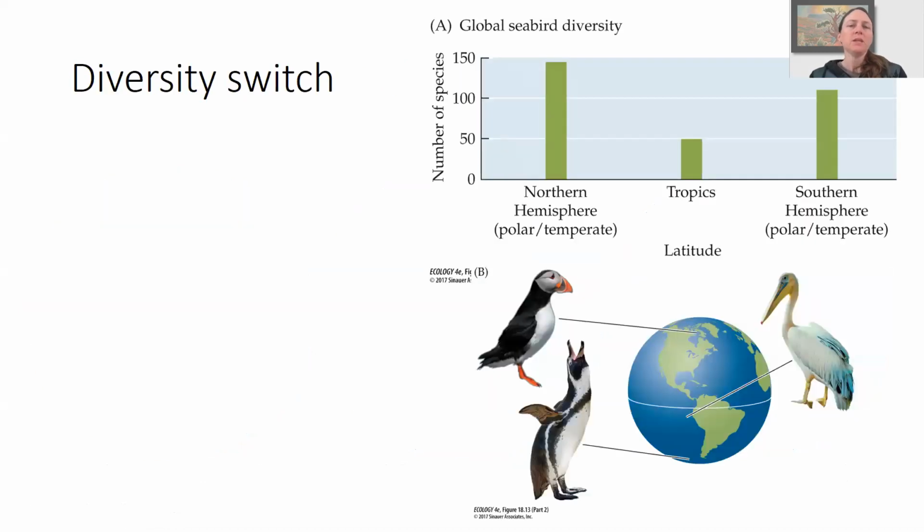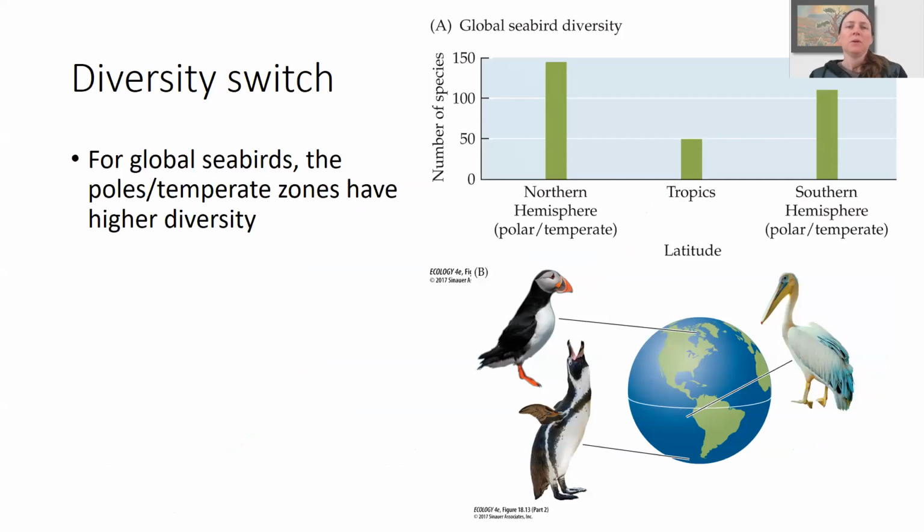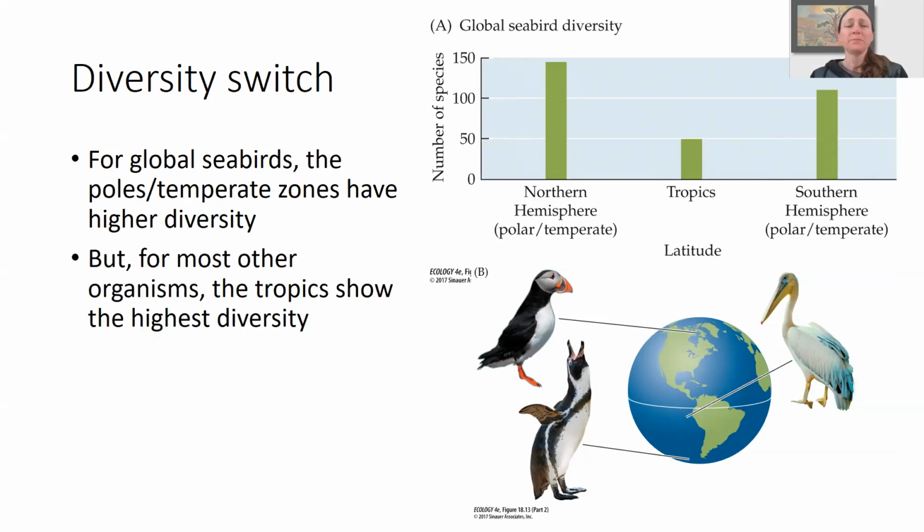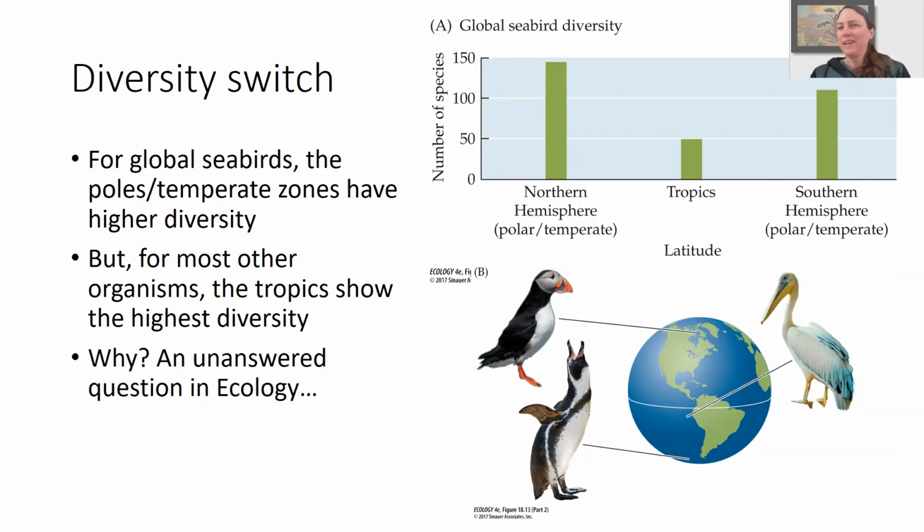So for the most part, we talked about how the tropics have a lot of diversity. That isn't necessarily true for things like seabirds. Seabirds actually have the highest species richness in both the northern hemisphere and the southern hemisphere in the polar and temperate regions. And the tropics are actually species poor in terms of seabirds. But for most other organisms, the tropics do show the highest diversity. And so why? Why the tropics, right?